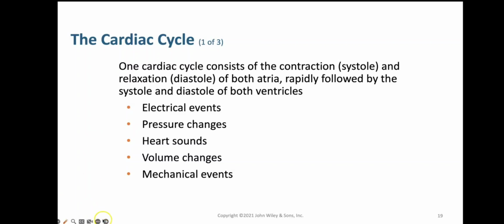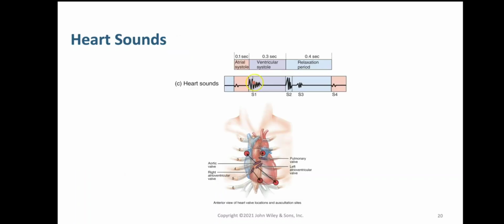So these are some of the words that we're using. One cardiac cycle is one cycle of contraction or systole and relaxation or diastole. So important are electrical events, which is the EKG, pressure changes, heart sounds, volume changes, and mechanical events, what's physically happening, contraction, relaxation, that type of thing. And that's what's shown here. So here's sound 1 and here's sound 2. So these are the various places where you can hear these sounds, for auscultation. So you're going to be doing this in the lab.